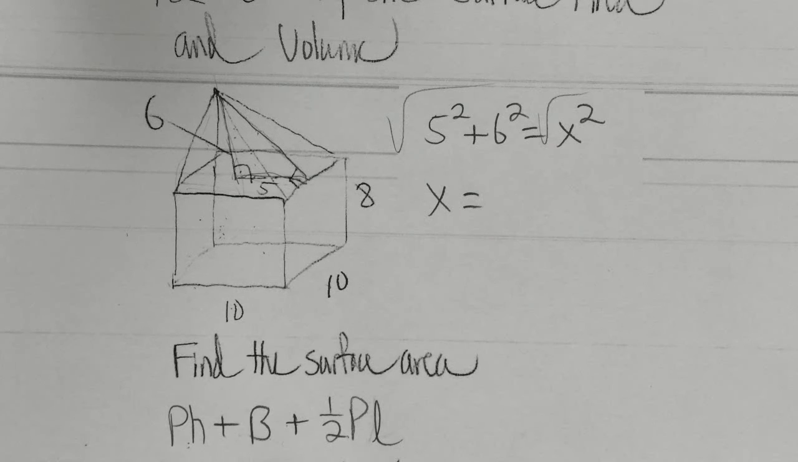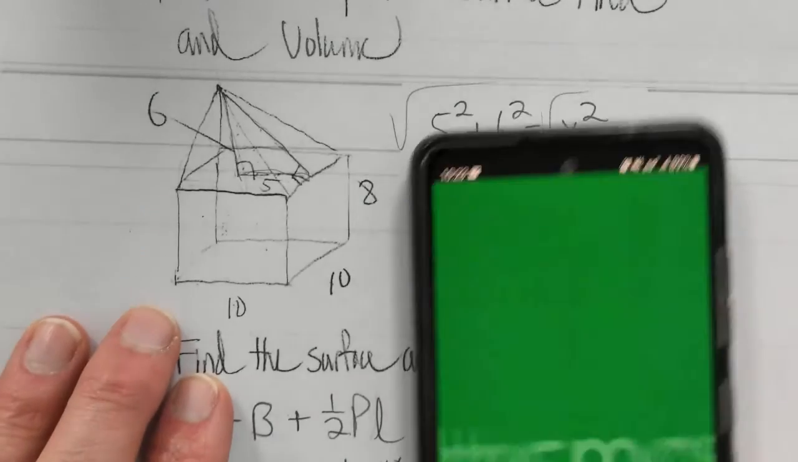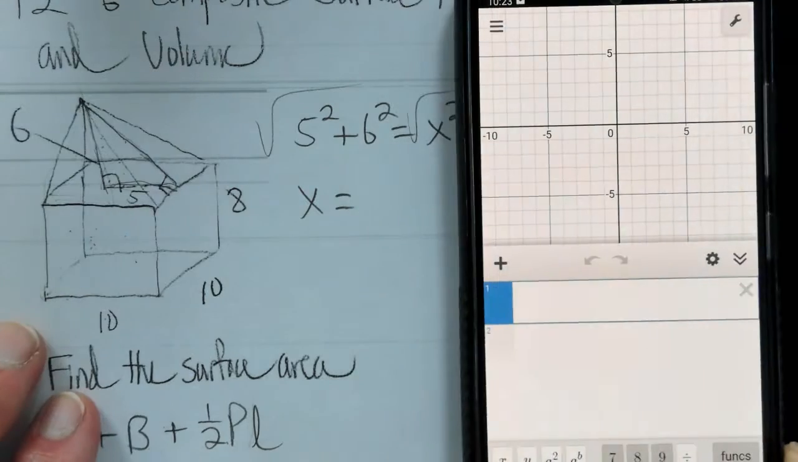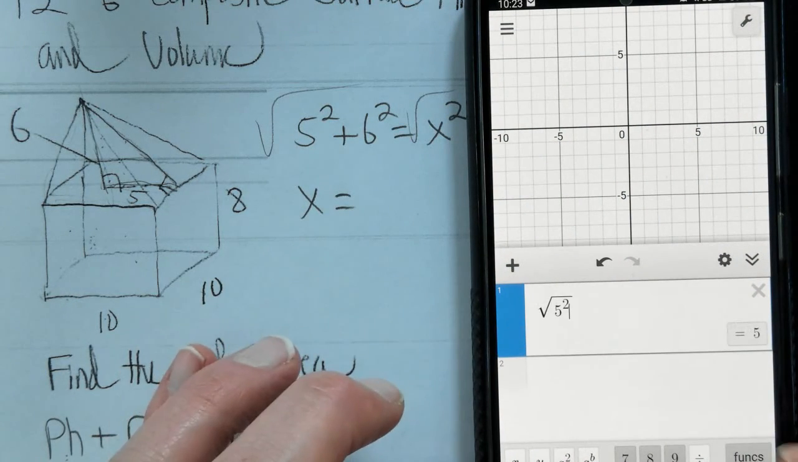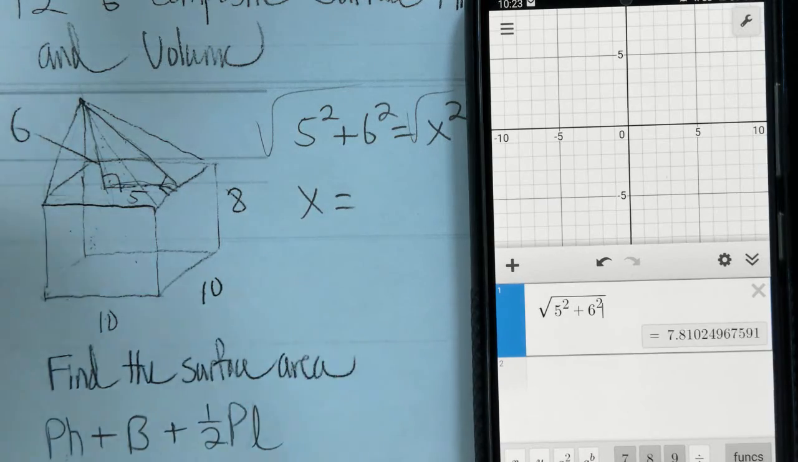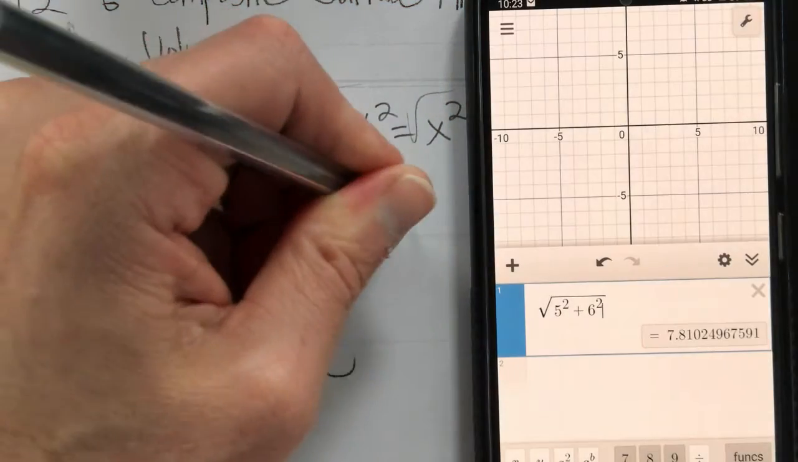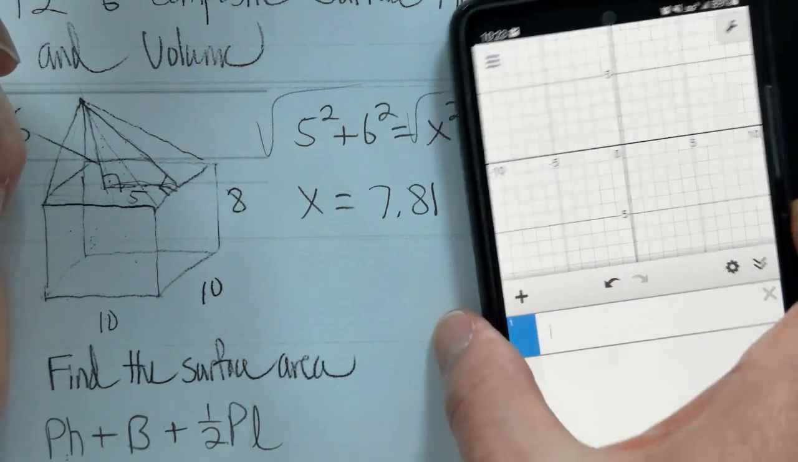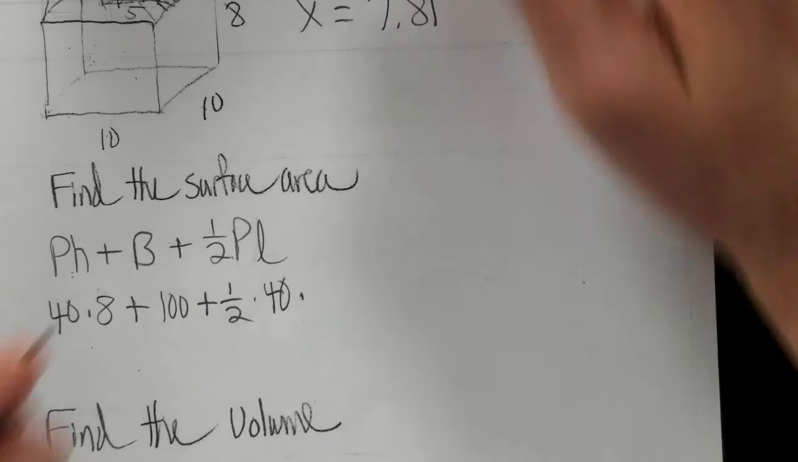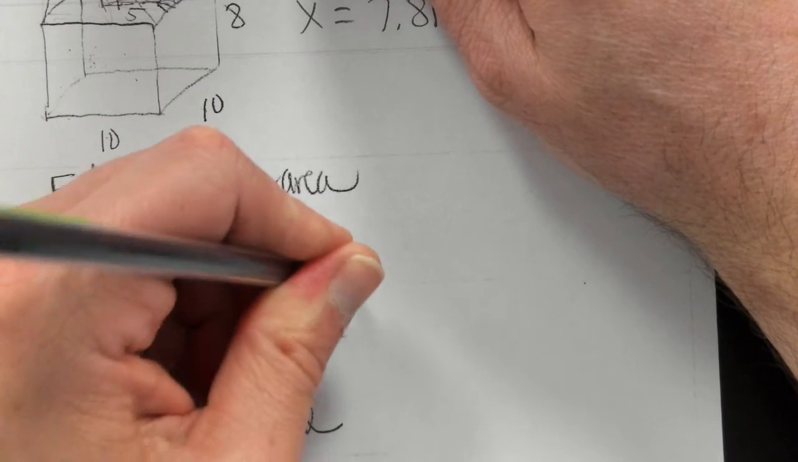Let's see what it is. Let's pull up the Desmos, and we'll go square root of 5 squared plus 6 squared, and that's 7.81. And that is going to be your slant height, 7.81.